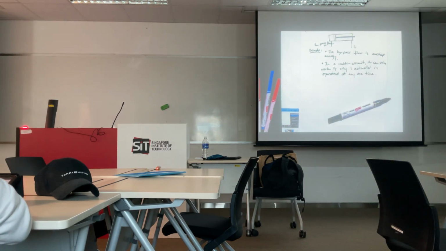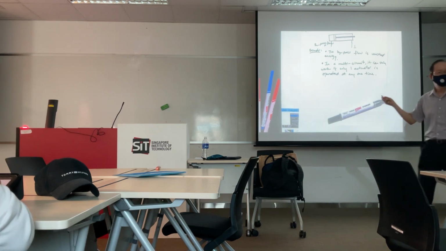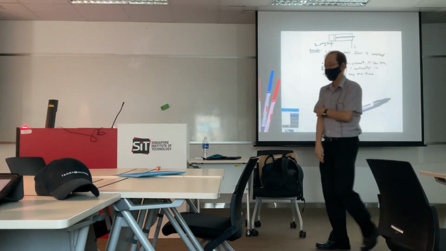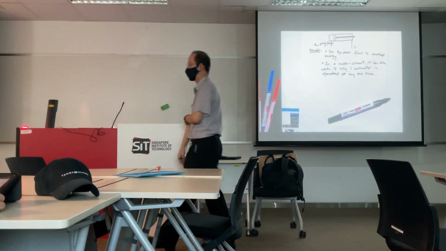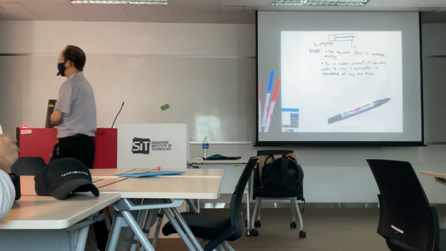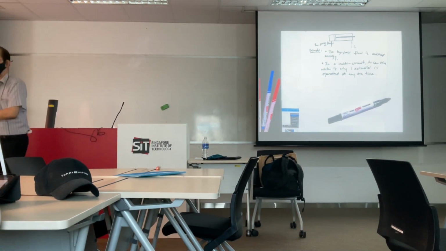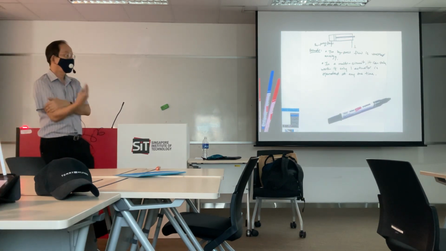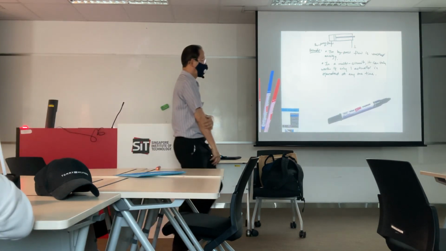Alright, so now we know meter-in flow control, meter-out flow control, and bypass flow control. These are the three simple flow control techniques to control the cylinder speed. There are also more complicated speed control methods.